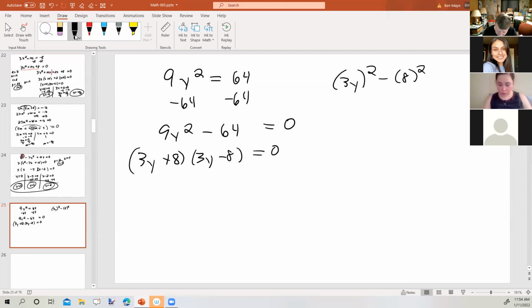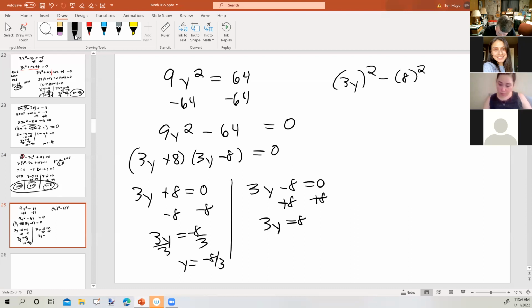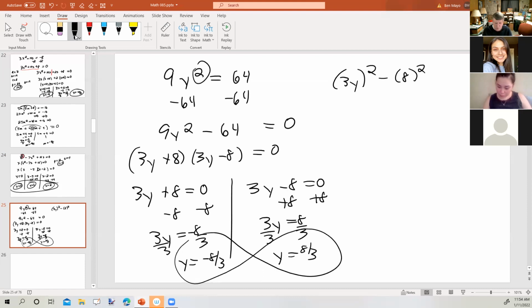So now we'll take each factor that contains a variable and set it equal to 0 and solve it. 3y plus 8 equals 0. If we subtract 8 from both sides, 3y is negative 8. Divide by 3, y is negative 8/3. If 3y minus 8 equals 0, add 8 to both sides. 3y equals 8. Divide by 3, y equals 8/3. Second degree equation, two solutions.